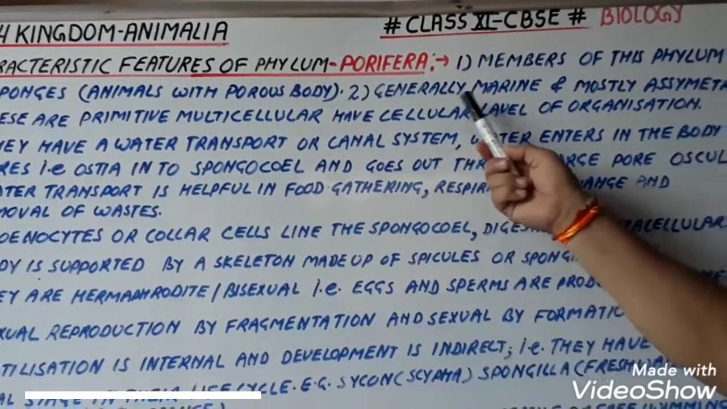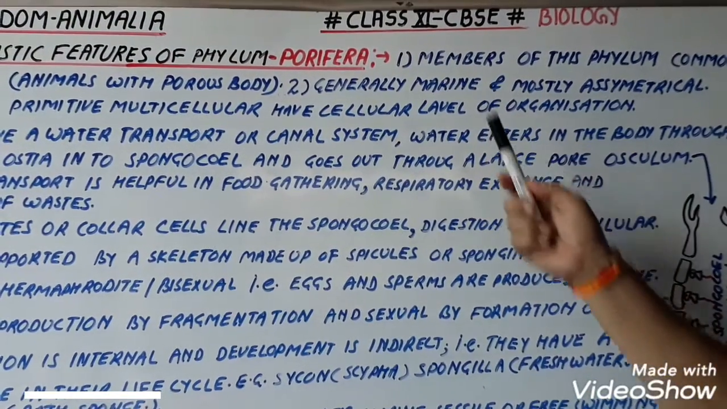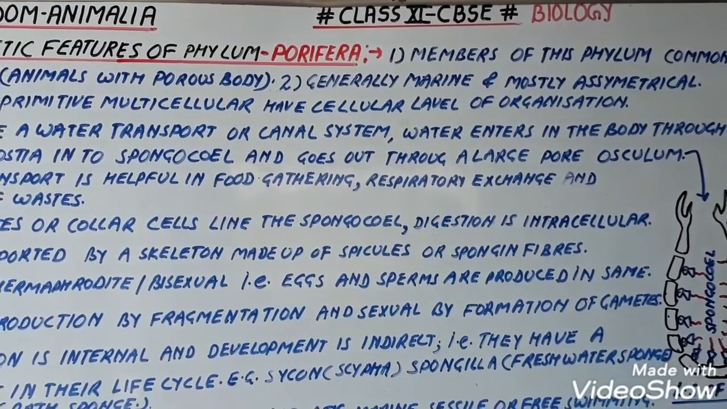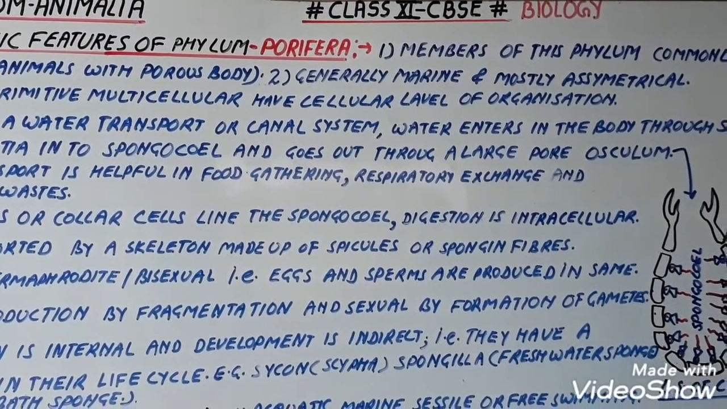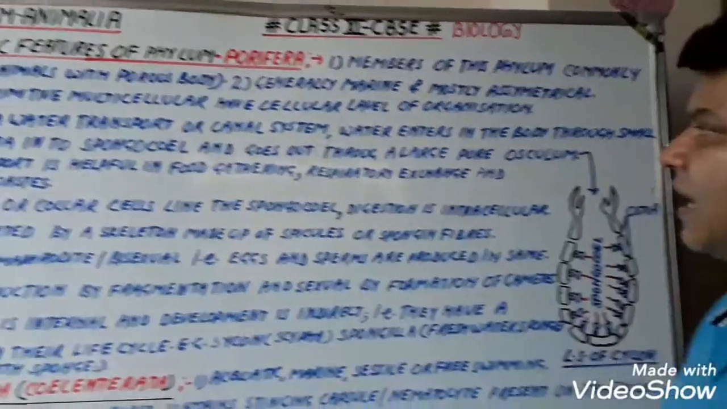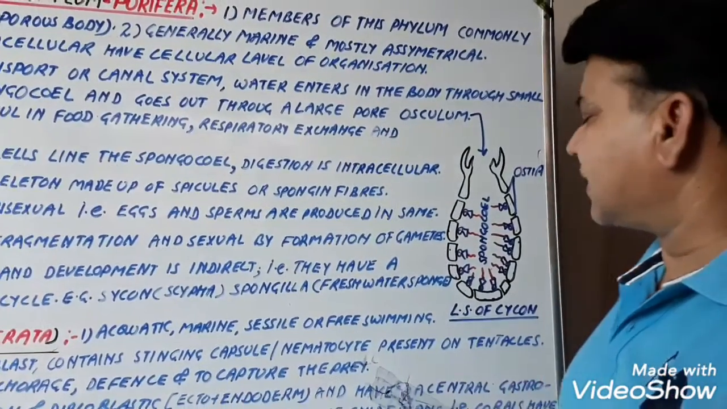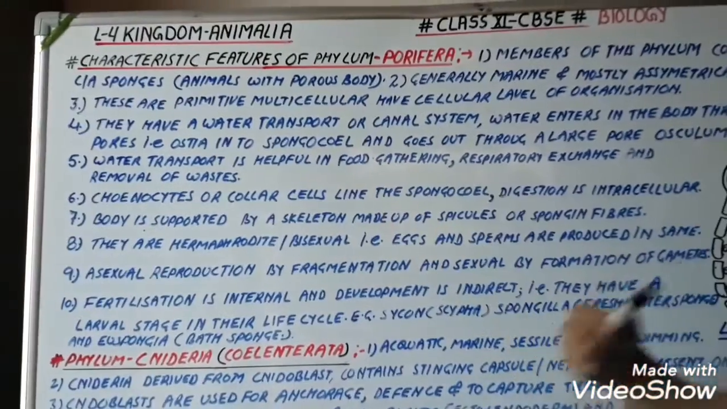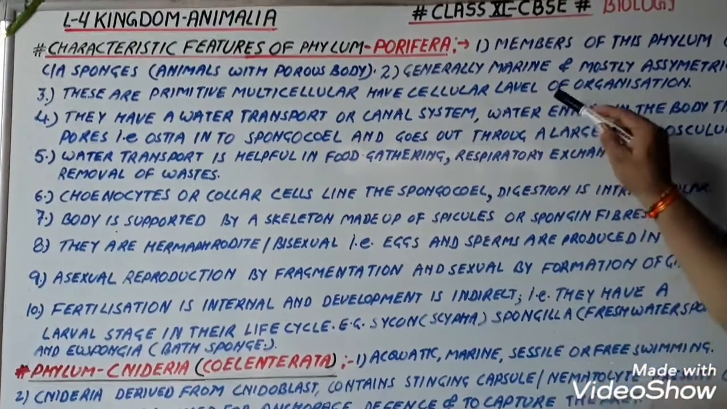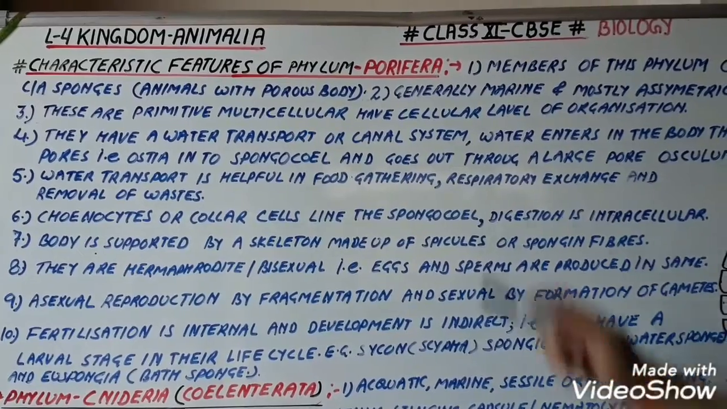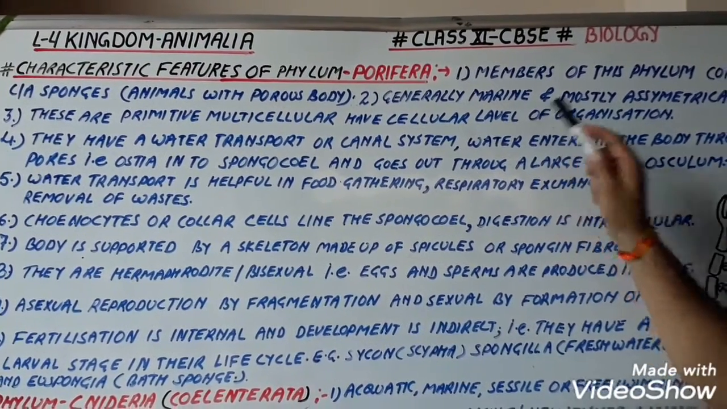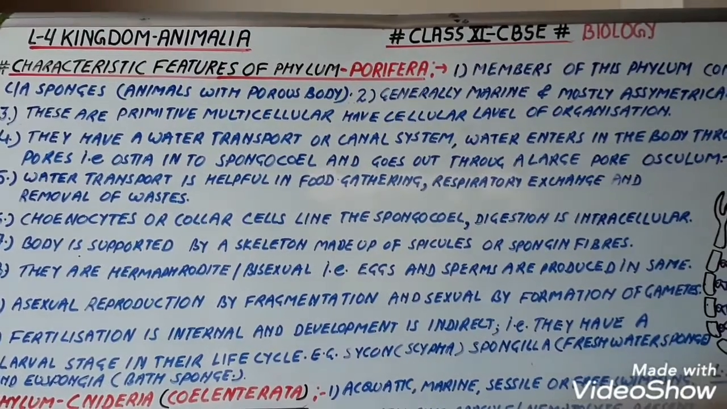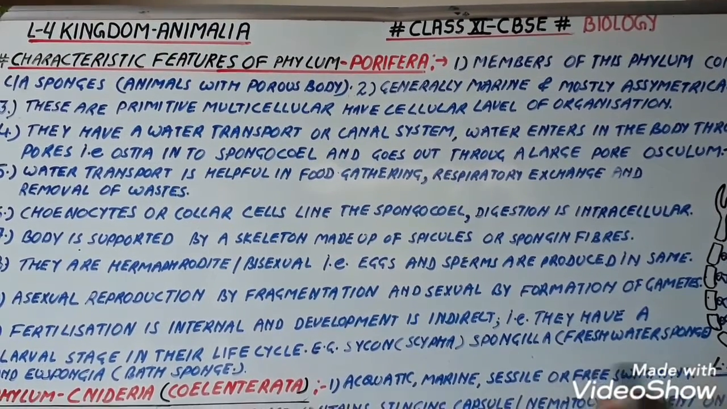Second, generally they are marine, that is, they live in seawater, and mostly asymmetrical, that is, they have no symmetry, but some have radial symmetry, just like Sycon. These are primitive multicellular animals and have a cellular level of organization. This is a very important one. They have the cellular level of organization, that is, each and every cell performs different functions. So division of labor occurs among the cells.